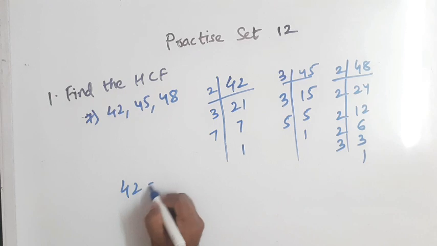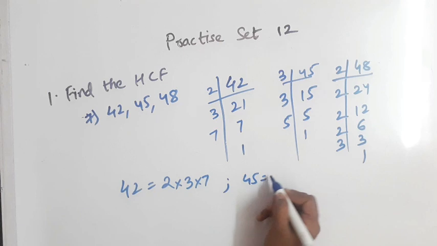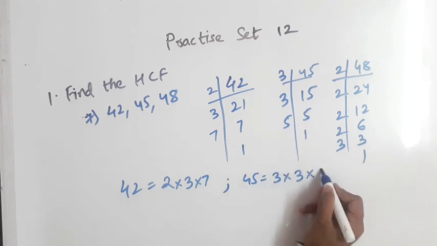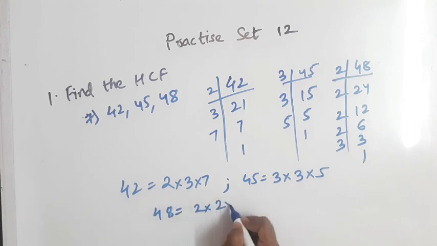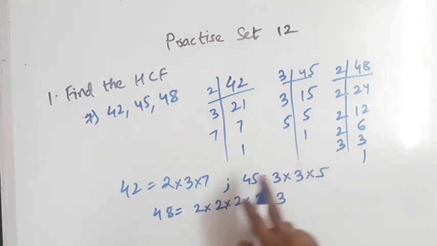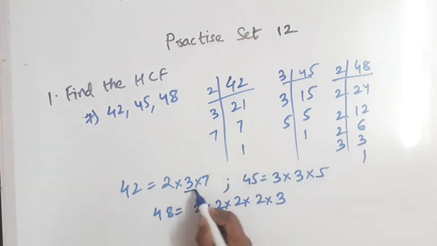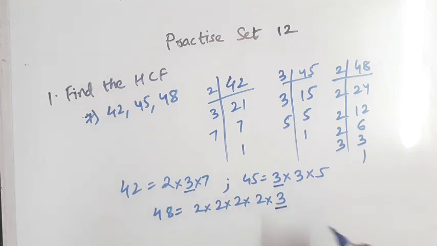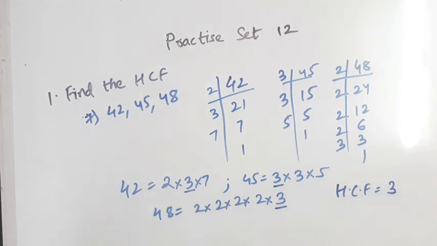So I'll write here the factors. 2 into 3 into 7; 45: 3 into 3 into 5. Then I'll write here 48: 2 into 2 into 2 into 3. Okay, so what can you see common here? 2 I cannot take, 2 is not here. 3 I can take, yes. 3 is there in all of them. Anything else? 5 I cannot take, 7 I cannot take. So your HCF is 3.